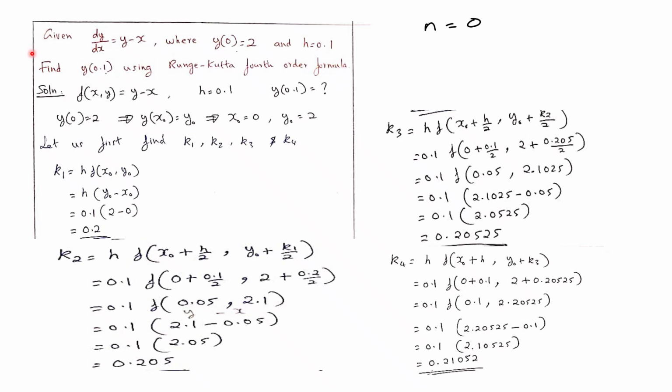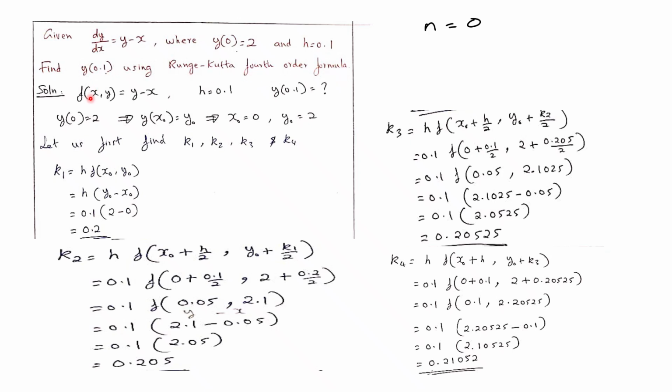See, the question is like this. Given dy by dx is equal to y minus x. That means dy by dx can be considered as a function of x and y, and that relation between x and y is given here as y minus x. This is very important for us. Where y of 0 is equal to 2 and h is equal to 0.1. You are asked to find y of 0.1 using the Runge-Kutta fourth order formula.